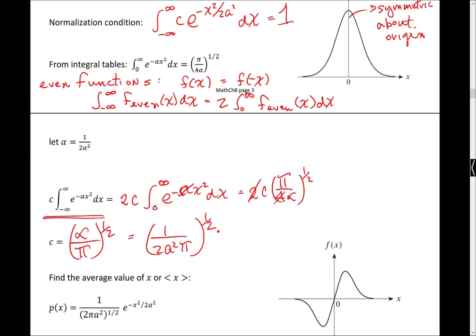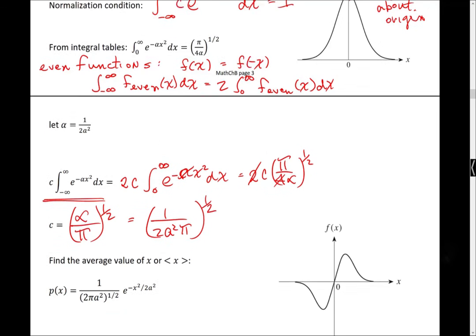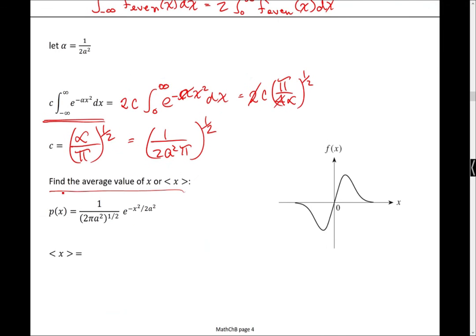Okay? So the first one that we're going to do is we're going to ask what the average value is. All right? So we have our probability distribution, or our probability function. So I've got my normalization constant, and then e to the minus x squared over 2a squared. Okay? All right. And then if I want to know what the average is, I'm going to look at the integral from minus infinity to infinity of 1 over 2 pi a squared square root e to the minus x squared over 2a squared dx. And what else do I need to put in here?